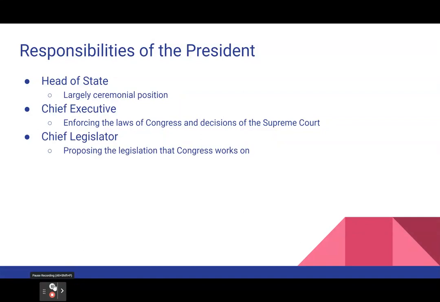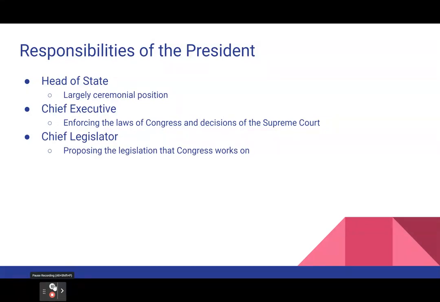So, if Congress happens to not be meeting, but something happens, the president has the power to call them out of their status of being at home and say, we've got to get back to work. You need to come back to Washington immediately. That is one of his powers. But the most important power he has as chief legislator is the power of the veto, VETO. And you guys should be aware of that.